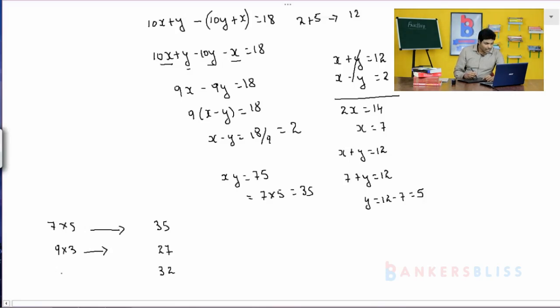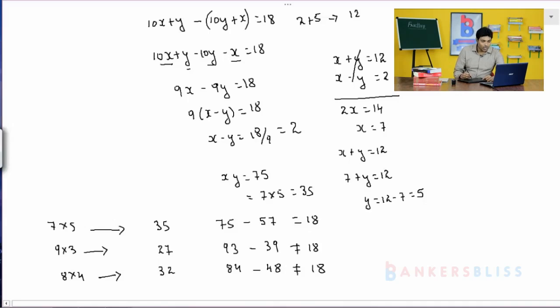For 32, 8 into 4, 32. Means you have the numbers 75, 93 and 84. You interchange the values. So, if you interchange, you are going to get 57, 39, 48. After subtraction you should get 18. So, 75 minus 57 is equal to 18. 93 minus 39 is not equal to 18. 84 minus 48, again it is not equal to 18. Therefore, this should be the answer.